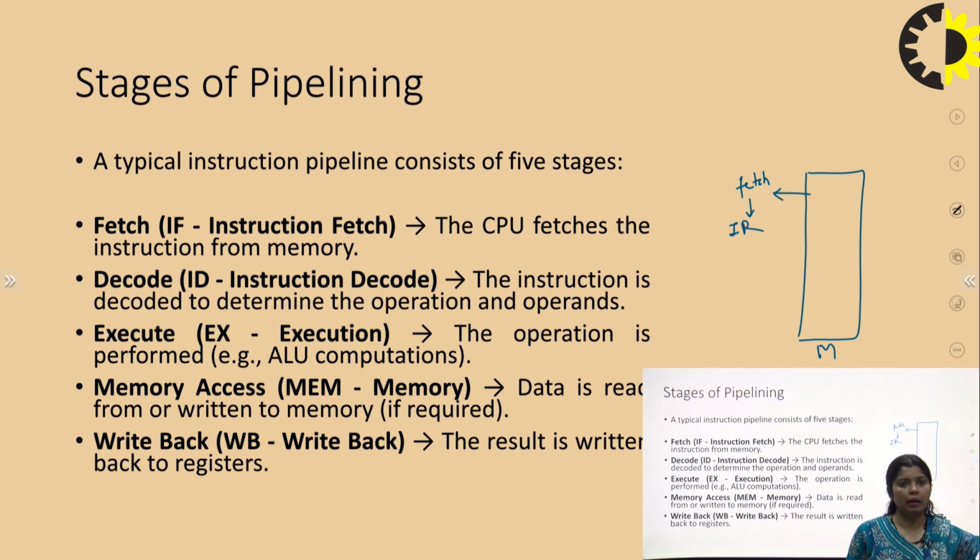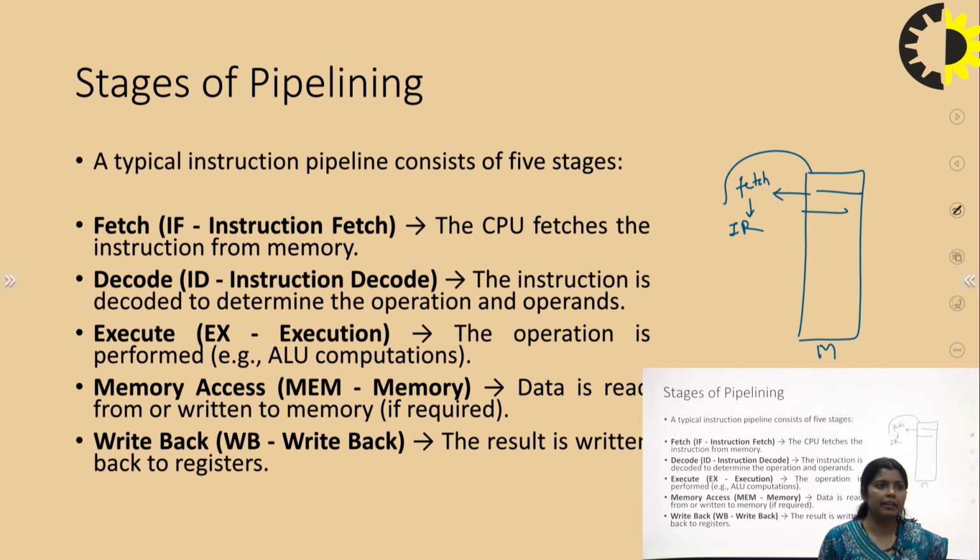And the next is memory. Memory access means MEM is the memory access. Data is written to the memory. In instruction fetch, you get the instruction from the memory and store it in the instruction register. But in memory access, you have data, you read that data, and if any update is required, you modify it. And after modifying, it is placed again into the memory. Write back means the result is written back to the register or memory.